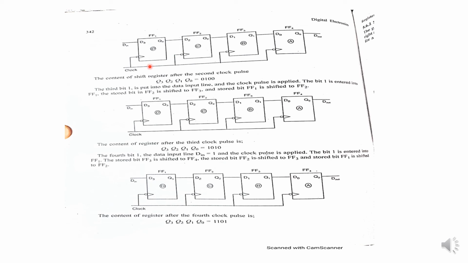See, look here. At the end of the second clock pulse, the data is 0 1 0 0. At the end of the third clock pulse, the data will be 1 0 1 0. And at the end of the fourth clock pulse, the data will be 1 1 0 1. So basically all the bits will be stored as 1 1 0 1. Remember, we will start giving the data from the rightmost bit. You understand this? From this bit, and the data will be done like that. The content of the register after the fourth clock pulse is 1 1 0 1. So this is basically the shift right operation.